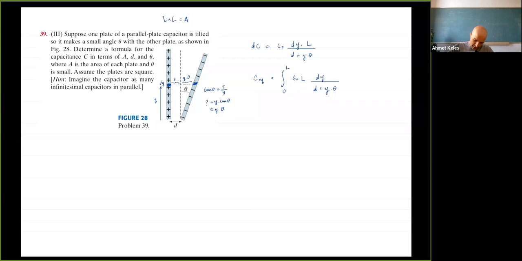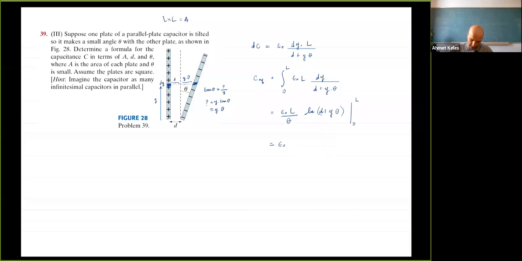It looks like a logarithm. So this is epsilon naught L, and this is ln of d plus y theta, right? If I take the derivative of ln, I have 1 over d plus y theta, and the derivative of y theta is theta. To compensate for that, I have to put a theta here, and that's good. And I need to put the limits, going from 0 to L.